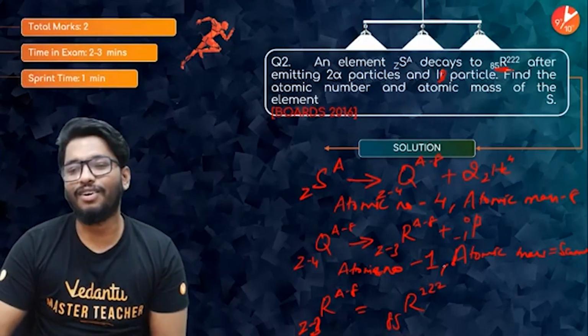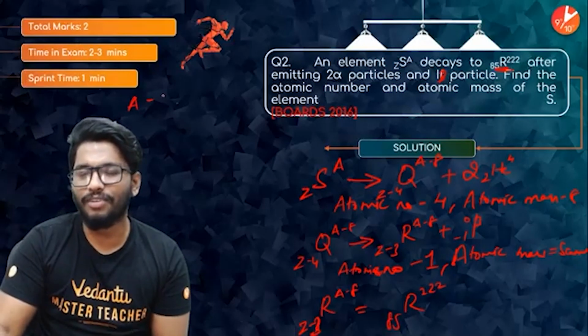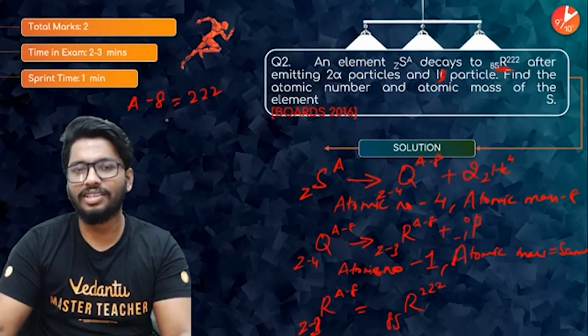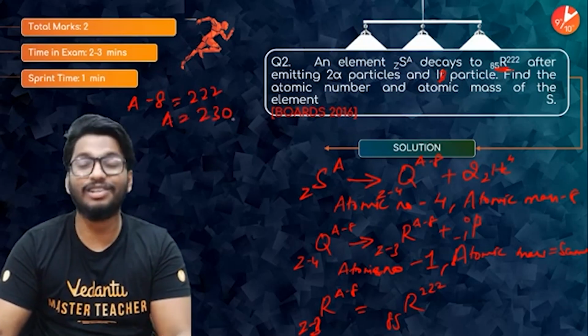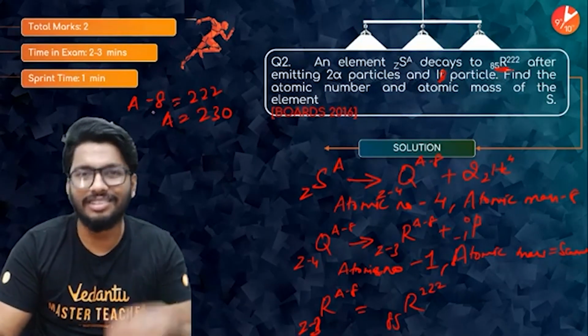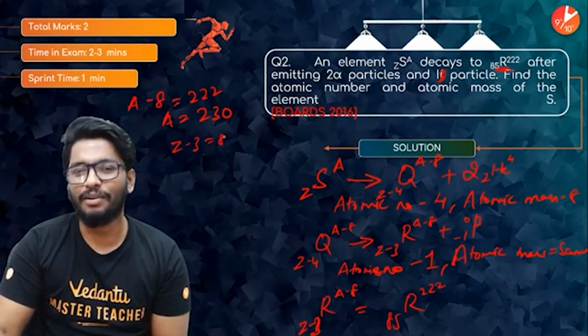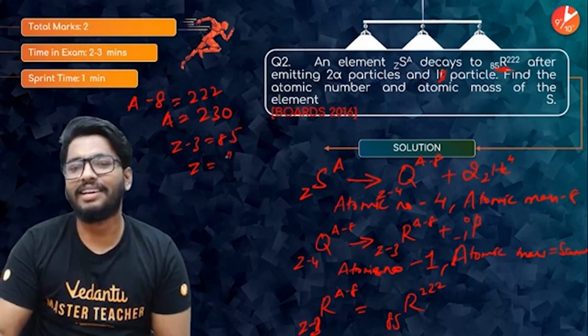Now guys, solve for A and solve for Z. A minus 8 is equal to 222. So what is A? A is equal to 222 plus 8, which will be 230. So the mass number would be 230. Whereas the atomic number, on the other hand, Z minus 3 is equal to 85. So Z is equal to 85 plus 3, which will make it 88.